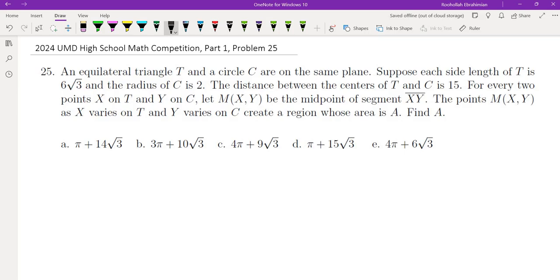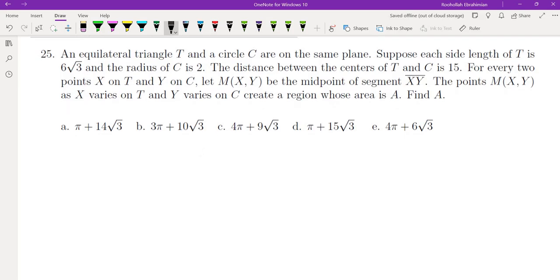An equilateral triangle T and a circle C are on the same plane. Suppose each side length of T is 6√3 and the radius of C is 2. The distance between the centers is 15. For every point x on T and point y on C, let M of xy be the midpoint of the segment xy. Then we put together all of these M of xy's as x and y vary, and we get a region A. The question is, what is the area of this region?